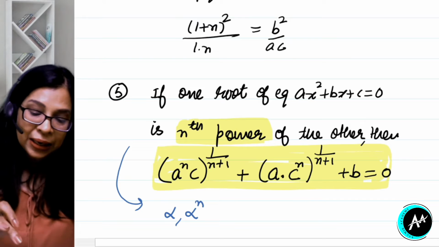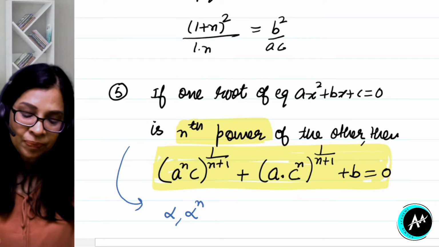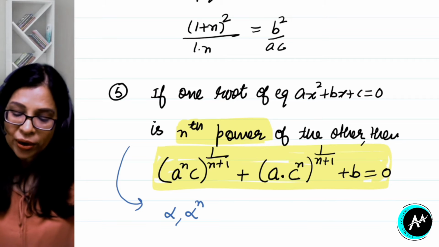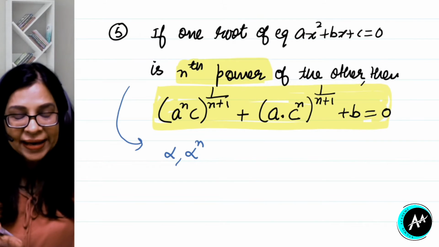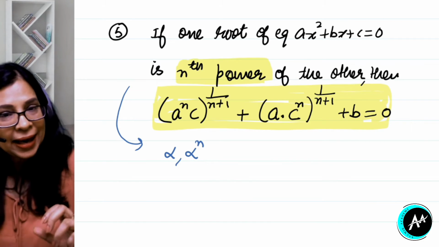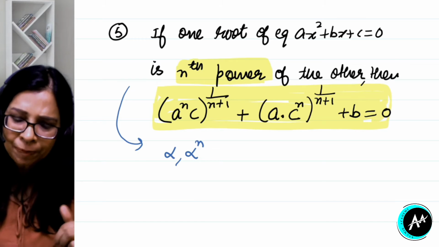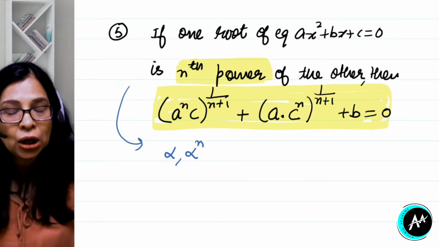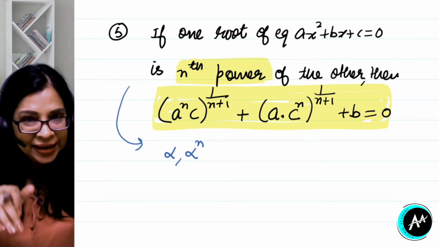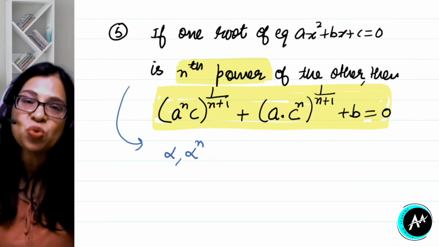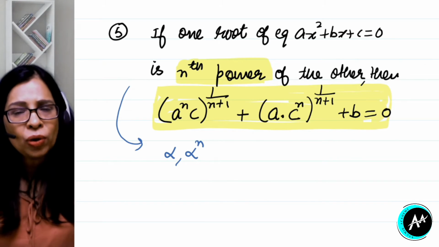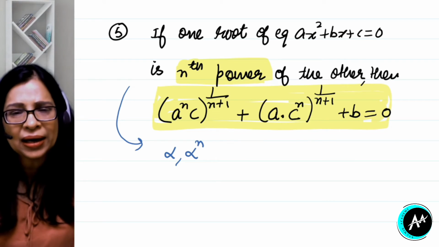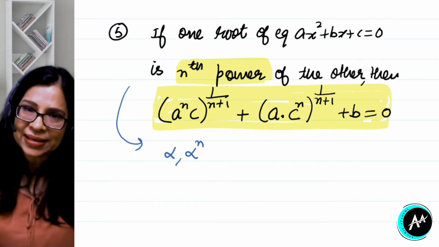All right, now let me take the next one. Okay, the sixth result is going to be a specific case of the fifth one. We are saying one root is nth power of the other, and n can be anything, like 2, 3, 4 and so on. So I'm going to take a specific case of the fifth one, that one root is square of the other. Why are we taking only the square? Because this is most frequently asked, so that is why we will memorize it separately.